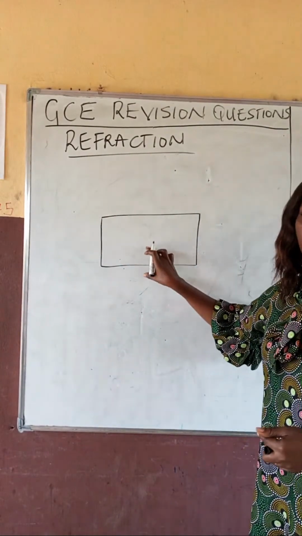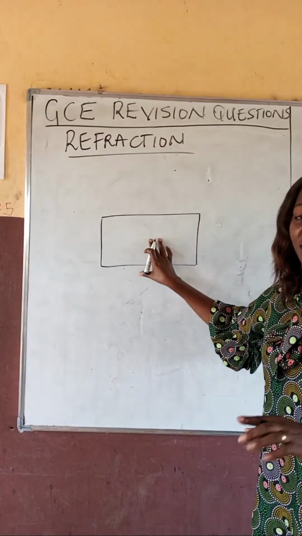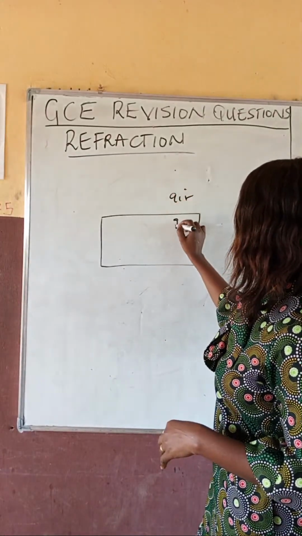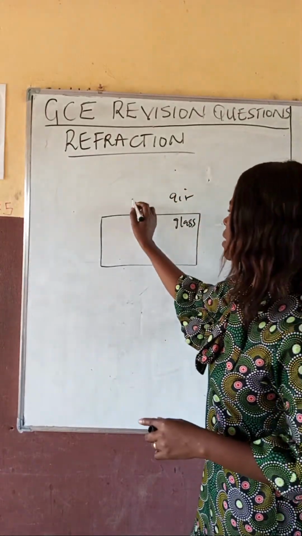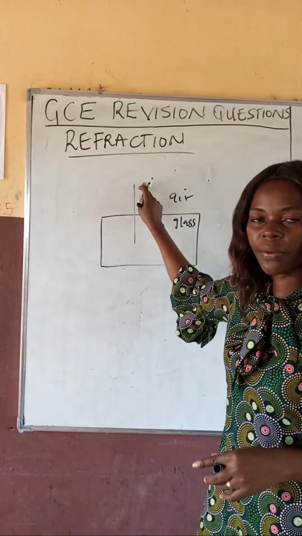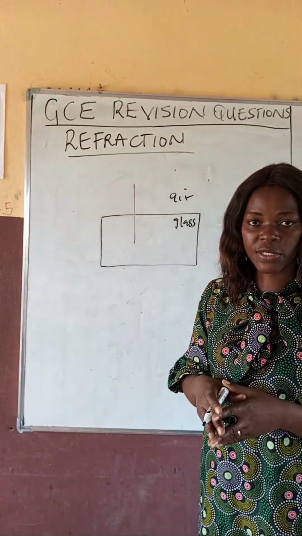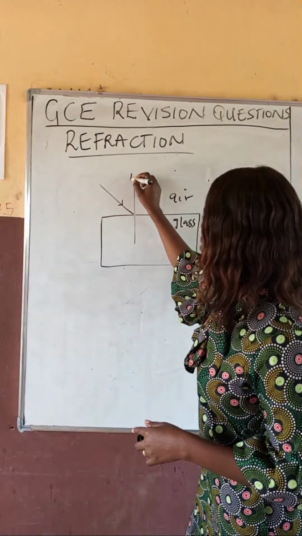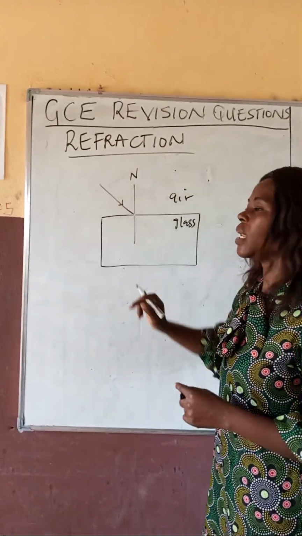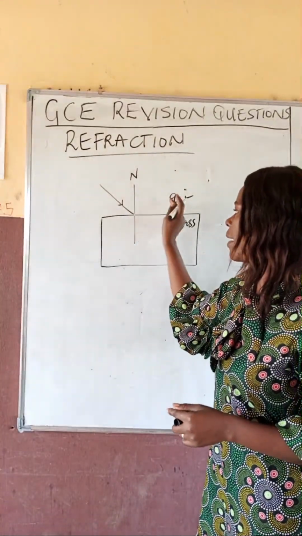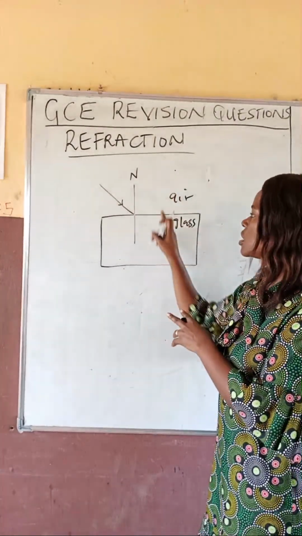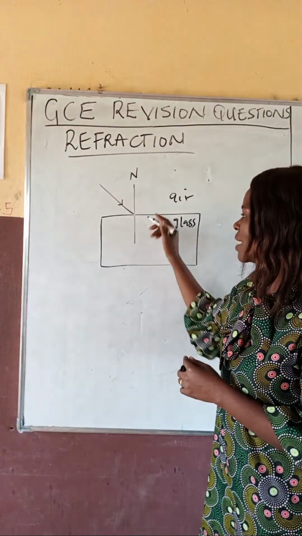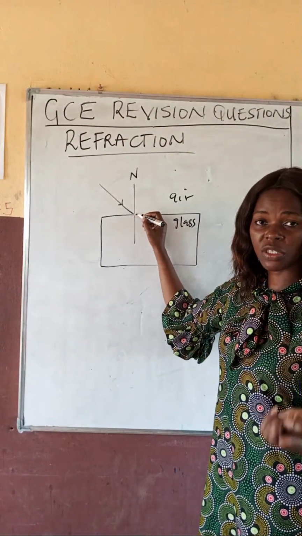This is a glass block, okay? This is air and this is glass. Now this is the normal. Normal is a line that is perpendicular to the reflecting surface. This is my normal N. When light passes from air to glass, because these two are different media and they have different densities, there will be a bending at this boundary, and that bending is what is said to be refraction.